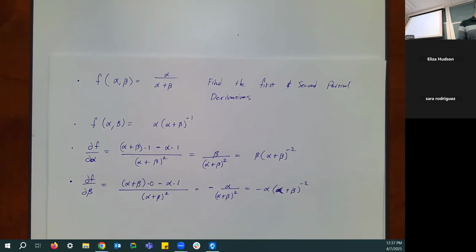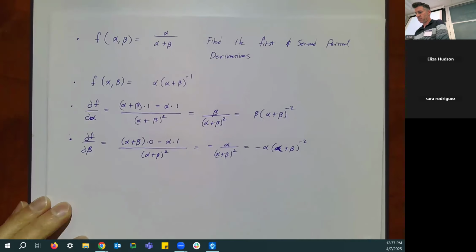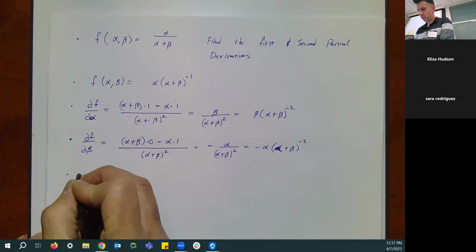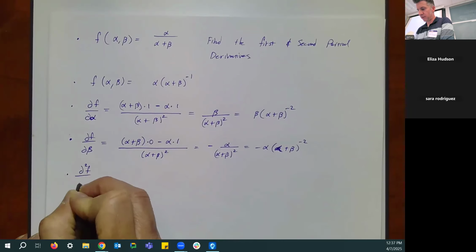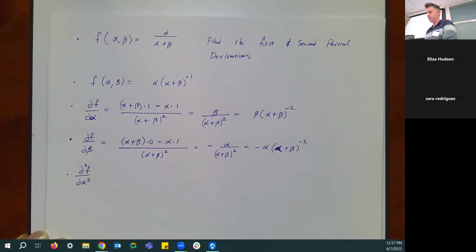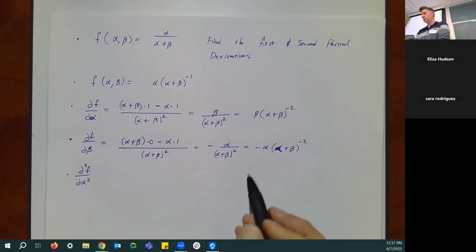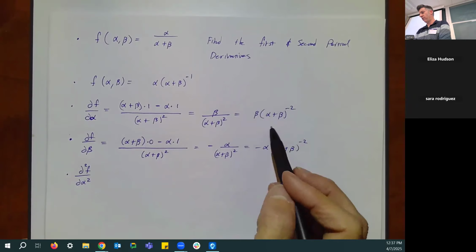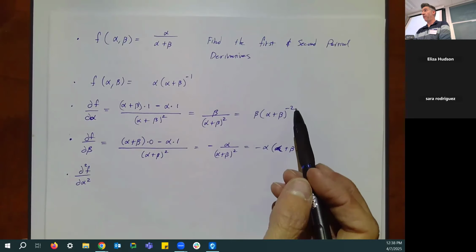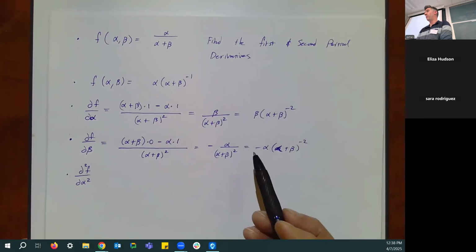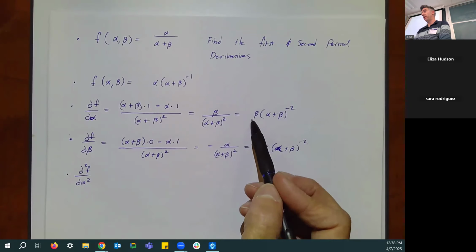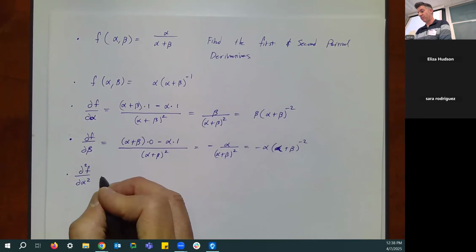Yeah, I think that's worthwhile. All right, let's find the second partials. Del squared f, del alpha squared. So I'm really just looking at this first derivative and differentiating with respect to alpha. So alpha is my variable, beta is a constant. So that beta that's multiplying out in front of this function is just going to hang out.